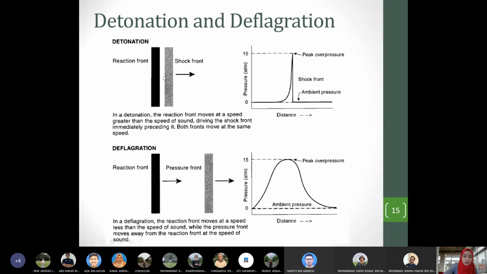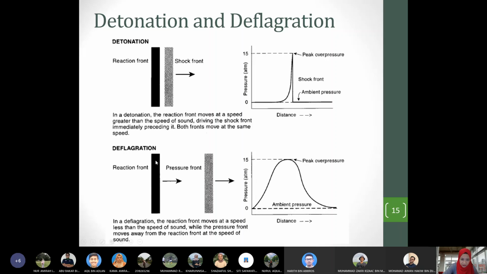It drives the shock front immediately in front of it, and both of these fronts move at the same speed. So both the reaction and the shock wave move at the same speed. That is why when we measure the pressure change against distance, you will have this abrupt change of pressure to the peak overpressure, and it suddenly drops down to ambient pressure, and sometimes it can even go below ambient pressure, and that's when you have the blast wave and the vacuum that is created.